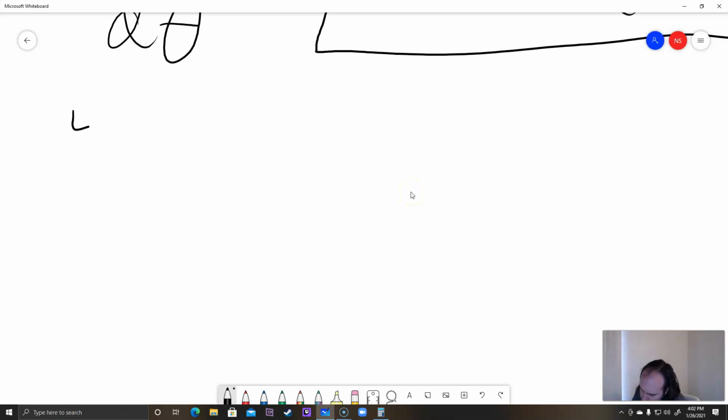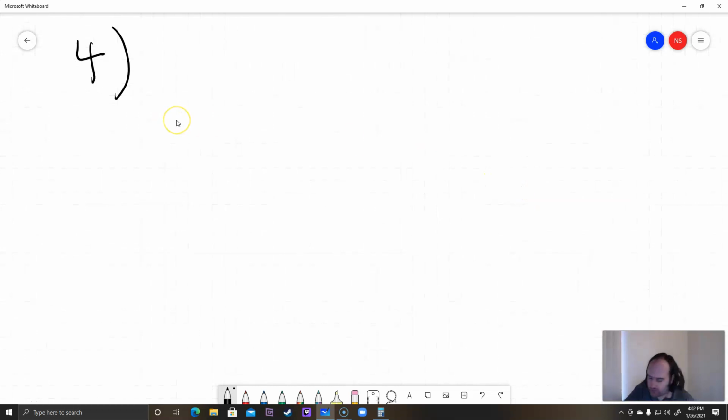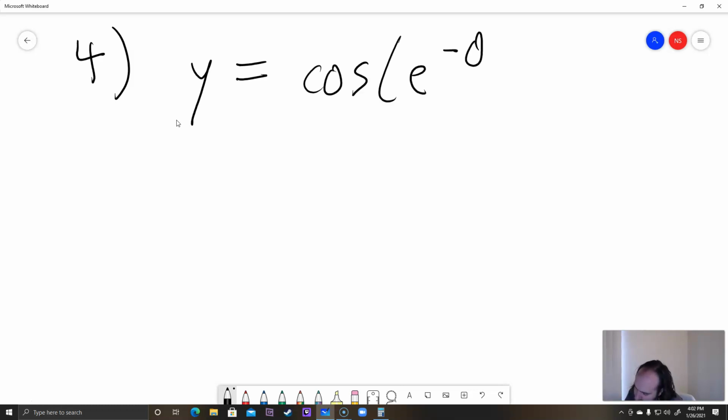Okay, so for problem number 4, we're going to be doing the derivative of y equals cosine of e to the negative theta to the 5th power. Okay, so y equals cosine of e to the negative theta to the 5th power. So if you remember the chain rule and the power rule and the derivative of cosine, this shouldn't be too bad. However, it can be challenging if you're not sure how to do the chain rule.